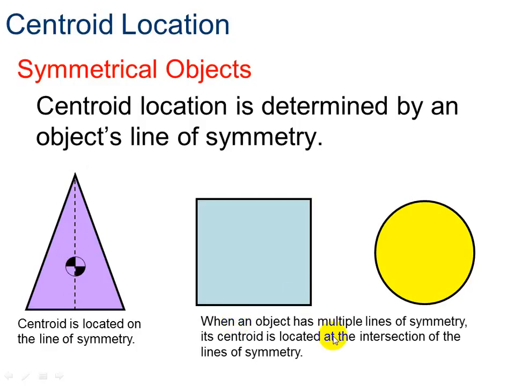When an object has multiple lines of symmetry, as in this example of the square and the example of the circle, then the centroid's located at the intersection of the lines of symmetry. So on the square, we'll have a vertical line of symmetry, and we'll have a horizontal line of symmetry, and where those intersect is where we'll find the centroid. So pick any two diameters of the circle, and where they intersect, that's going to be your centroid.